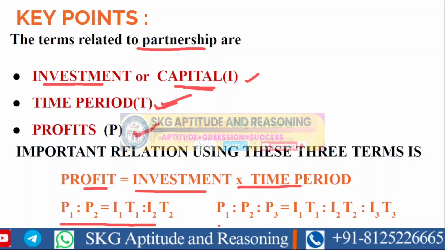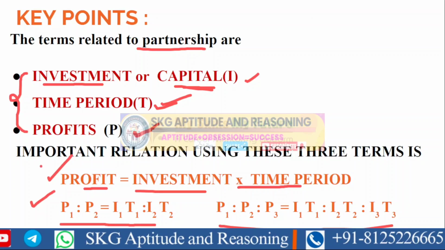Suppose there are three persons in the business, it can be written as P1 : P2 : P3 = I1 T1 : I2 T2 : I3 T3, that is, investment I1 for time period T1, I2 for T2, I3 for T3. Remember, this is the basic formula we'll use in our entire partnership topic: profit is equal to investment into time period. These are the three terms involved in the partnership topic.